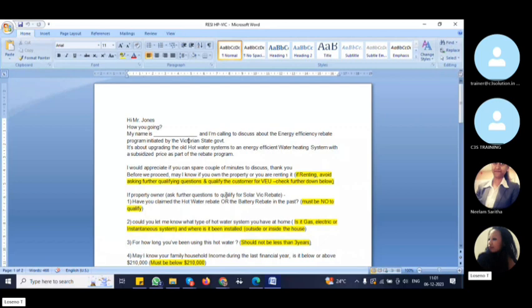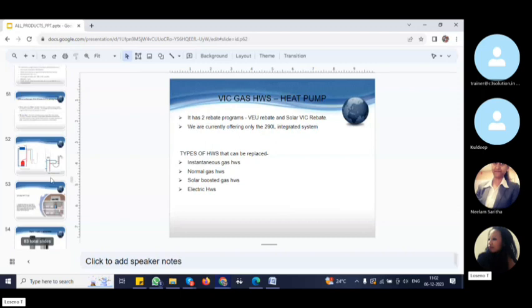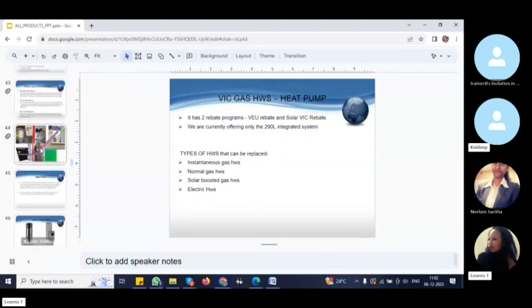So when any customer has an electric hot water system, it just has to be the tank, the electric hot water storage tank. If any boosters are attached to the electric storage tank, they will not qualify. Let's say they have an electric hot water system but with a booster, it could be a solar booster or a gas booster. If any boosters are attached to their tank, they will not qualify unless they detach or remove the booster.